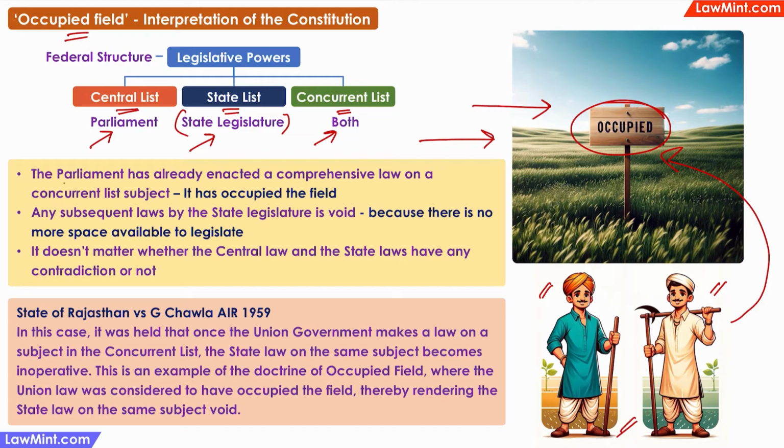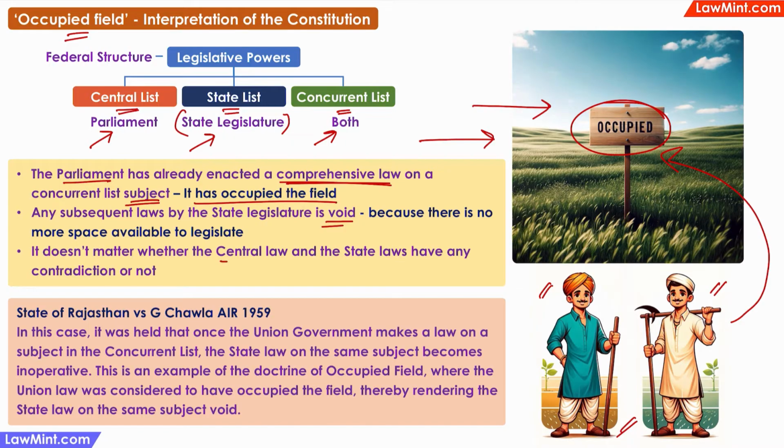If the Parliament has already passed a comprehensive law that covers all the aspects or the complete scope of any of the concurrent list subjects, then there is no more space left for the state legislature to legislate. And the central law has already occupied that field. And the state legislature should not pass a new law on the same subject. Even if they do so, it will be void.